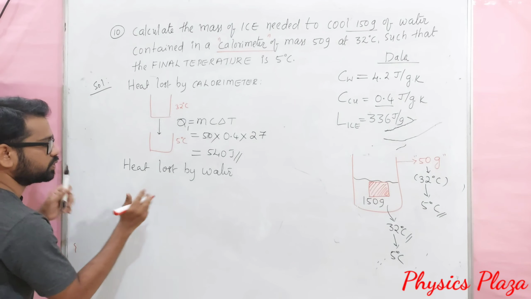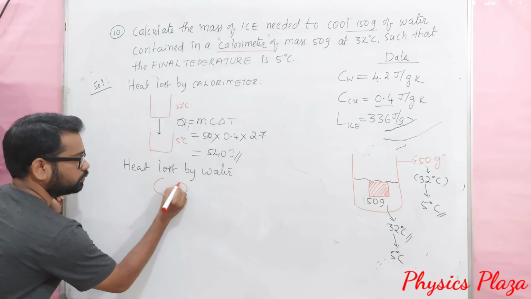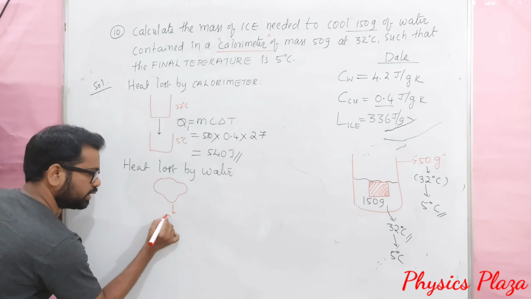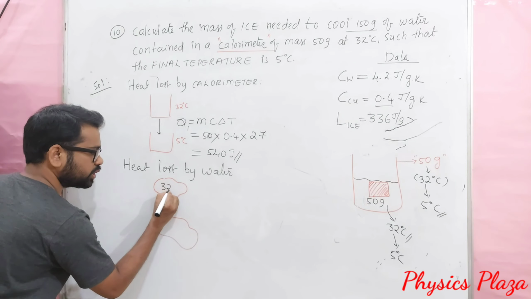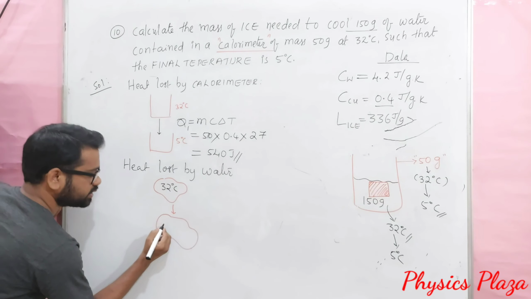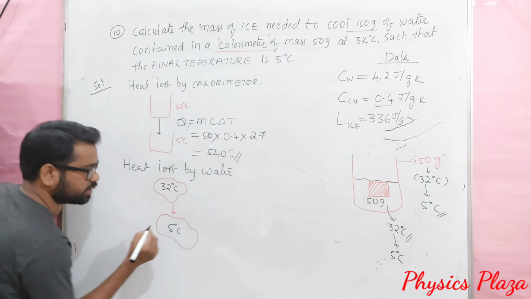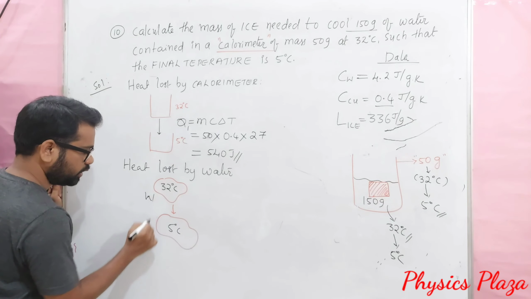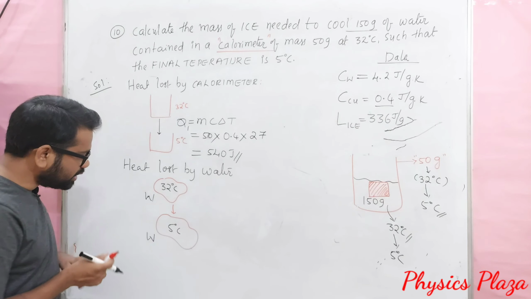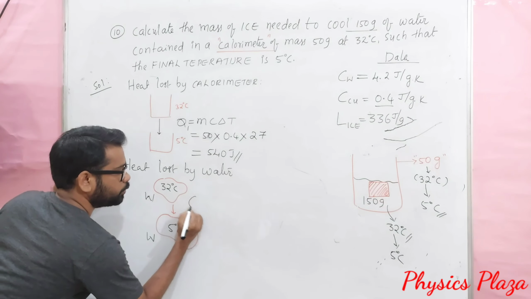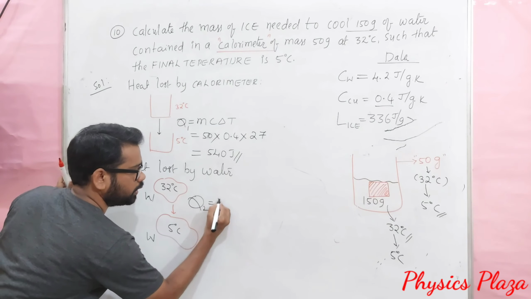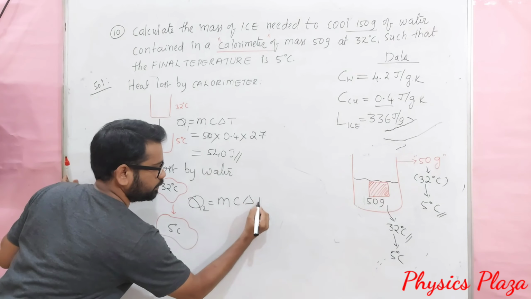Children, here water is again water only, but the difference is that it is 32 degrees Celsius initially. Because of the addition of ice, its temperature reduced to 5 degrees Celsius. So here it is water to water only. There is no change in state, but there is a change in temperature. So we use Q2 is equal to mc delta T.